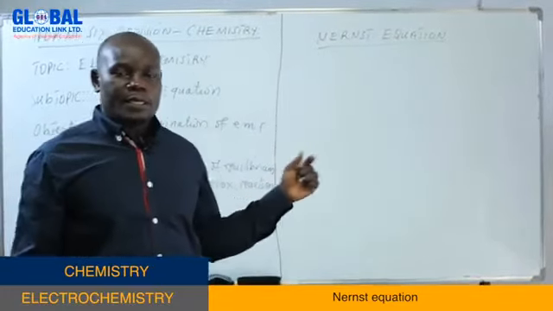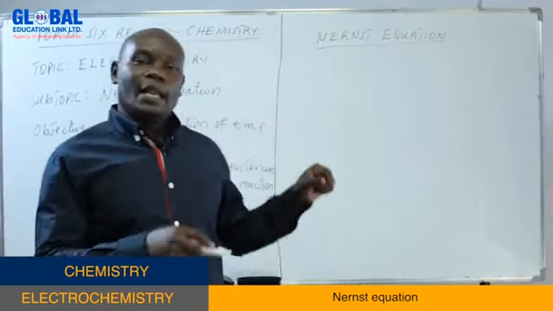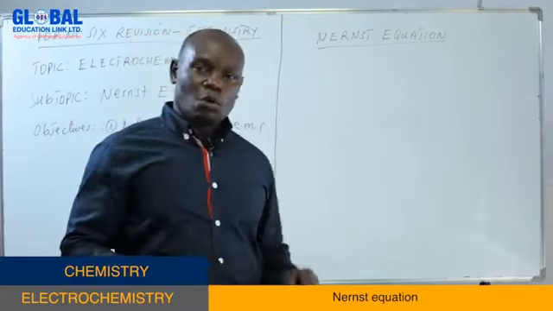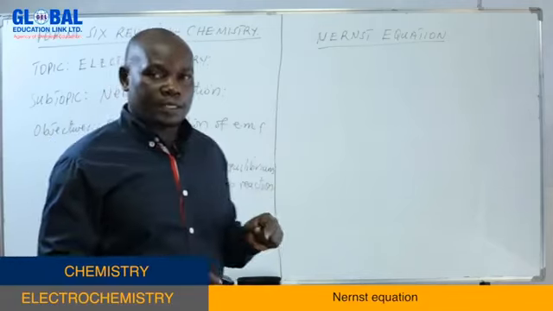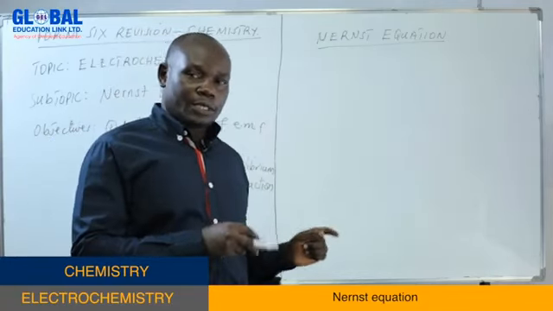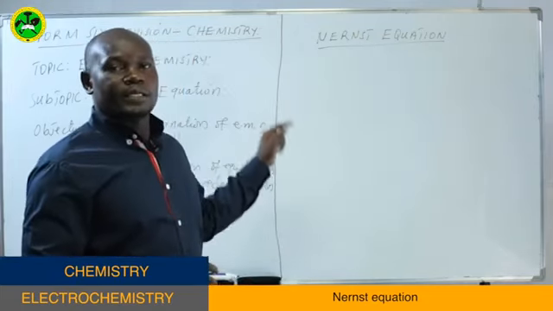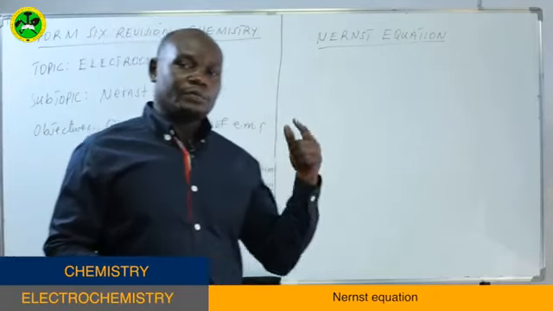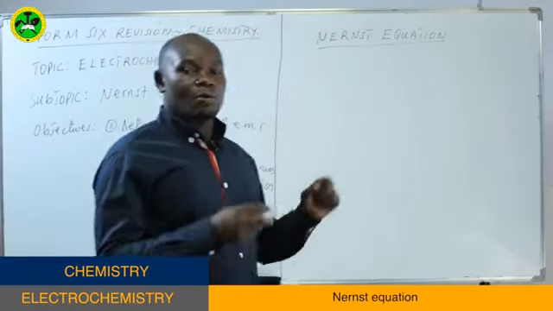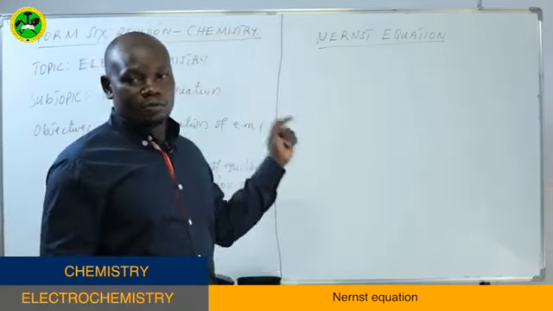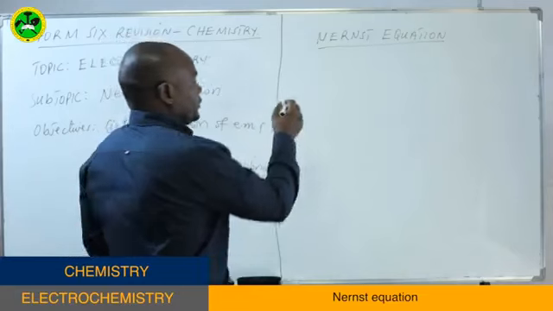Normally, the Nernst equation is an equation used to determine the EMF of a cell when the electrolyte is not a 1 molar solution. But if the electrolyte contains a solution with a concentration of 1 molar, we employ another equation, not the Nernst equation. So the Nernst equation is specifically for the determination of EMF of a cell for a solution whose concentration is not equal to 1 molar. So let us recall our Nernst equation.